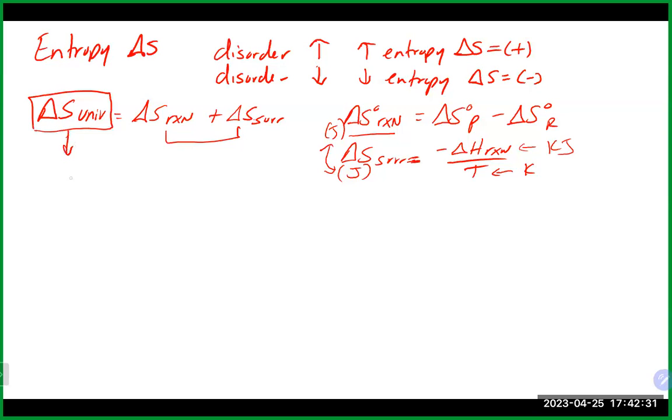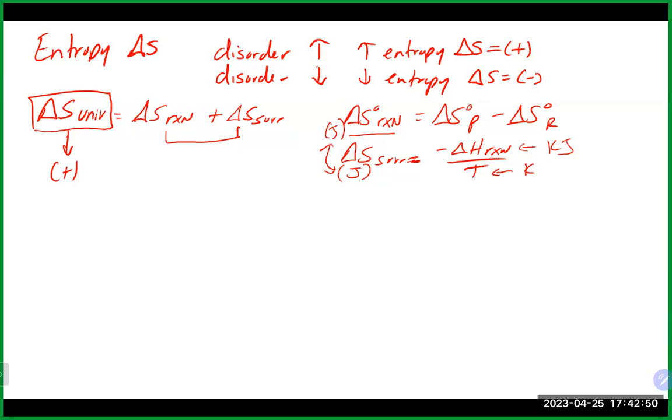And if we do calculate the delta S of the universe and end up with a positive number, that would mean that reaction is spontaneous the way it's written. Obviously, the opposite would be true. If you ended up with a negative number, it would mean that reaction is going to be non-spontaneous the way that it is written.